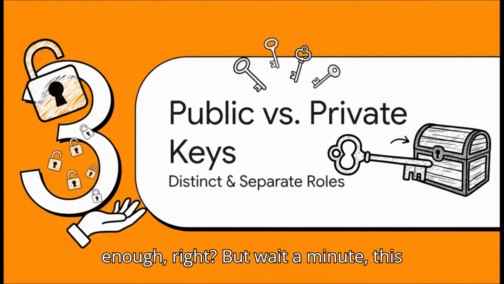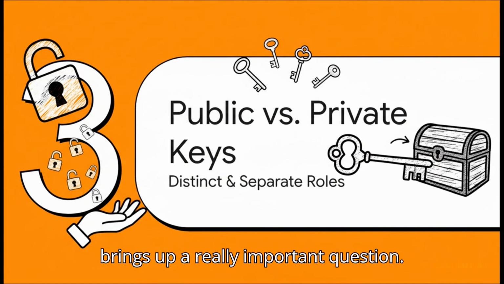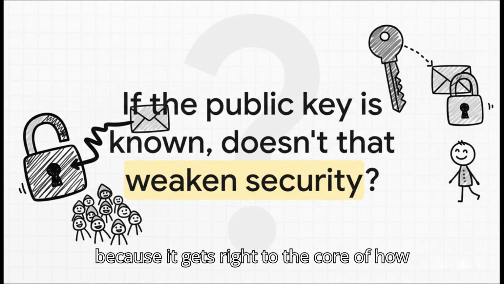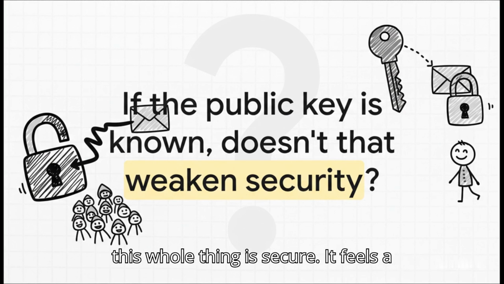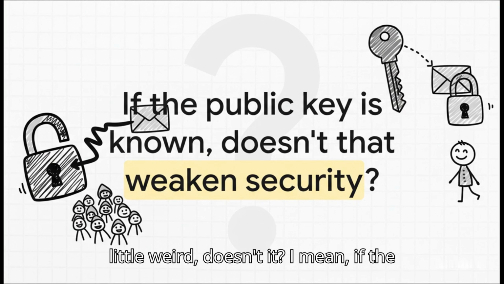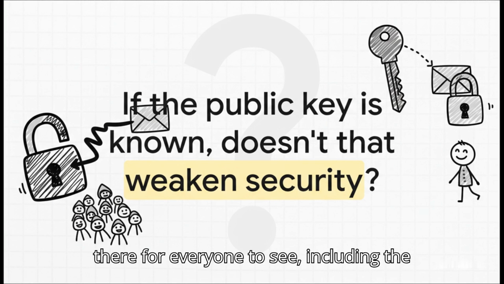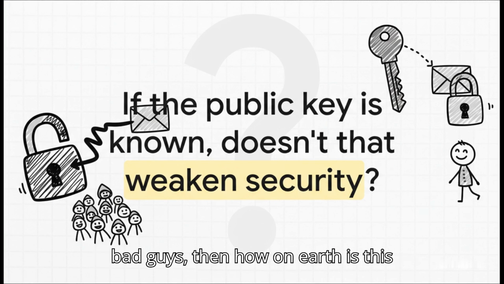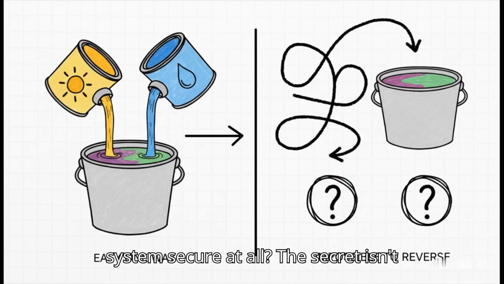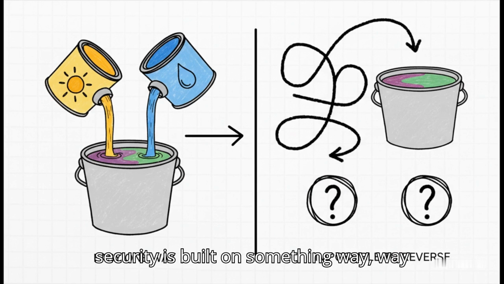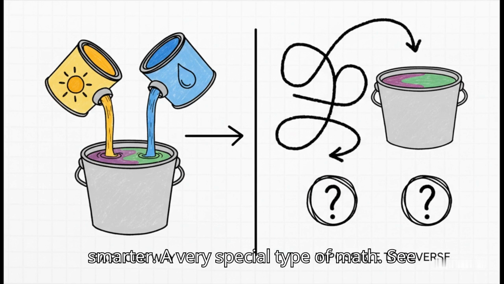Seems simple enough, right? But wait a minute. This brings up a really important question. And yeah, this is an awesome question, because it gets right to the core of how this whole thing is secure. It feels a little weird, doesn't it? If the key that locks the message is just out there for everyone to see, including the bad guys, then how on earth is this system secure at all? The secret isn't about hiding the public key at all. The security is built on something way smarter, a very special type of math.